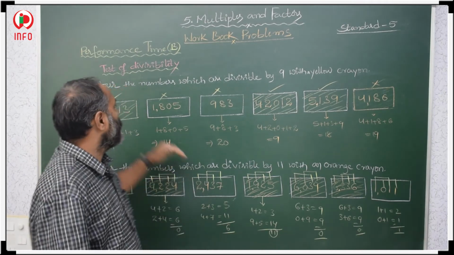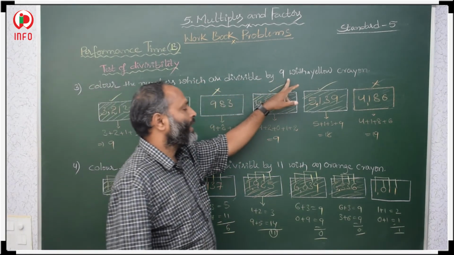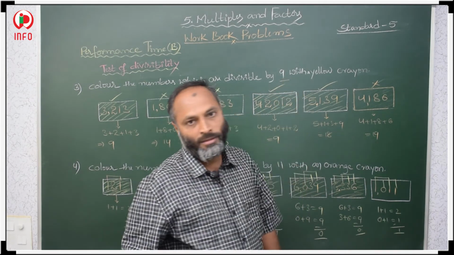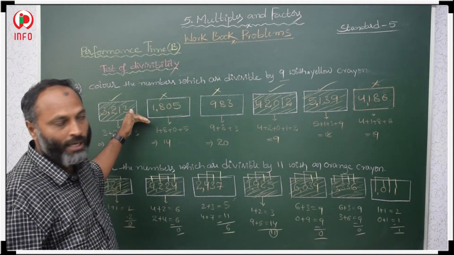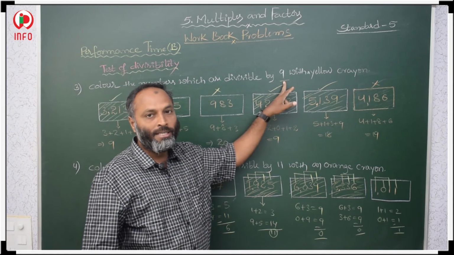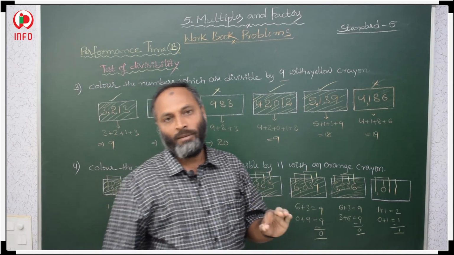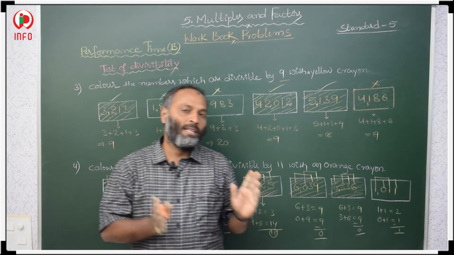Here see students, the third question, it is given the numbers which are divisible by 9. Here it is 9, it is not 3. Sometimes I repeated 3 here, but it is not 3, it is 9. Divisibility by 9 is given. The condition for 9 divisibility and 3 divisibility is the same. So, what do we have to find? The sum of the digits, in 3 as well as in 9.